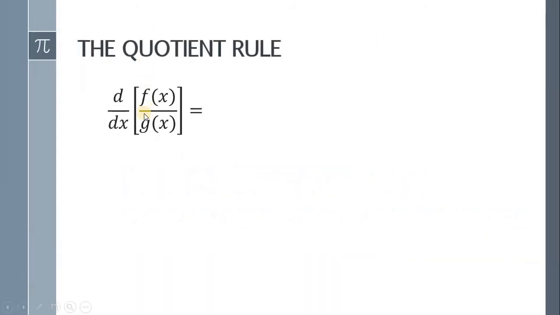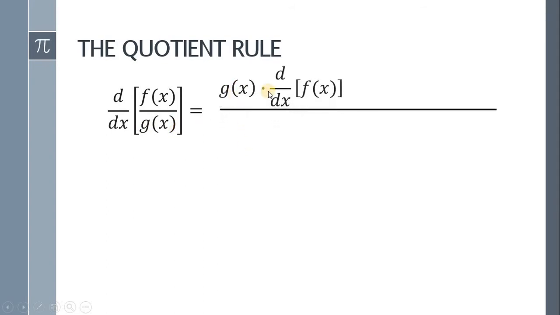The derivative of f of x over g of x is equivalent to g of x times the derivative of f of x minus f of x times the derivative of g of x, all over g of x raised to 2. Now ulitin natin. G of x times the derivative of f of x minus f of x times the derivative of g of x, all over g of x raised to 2.